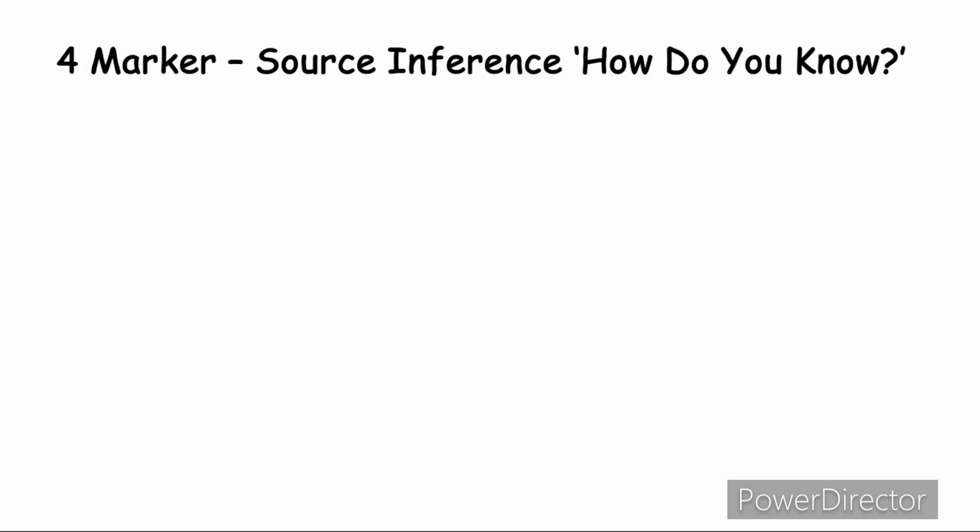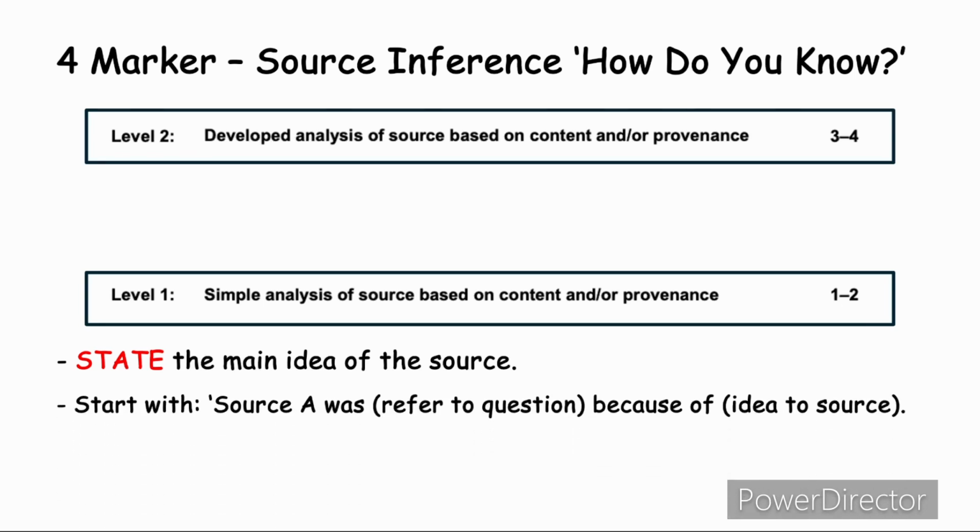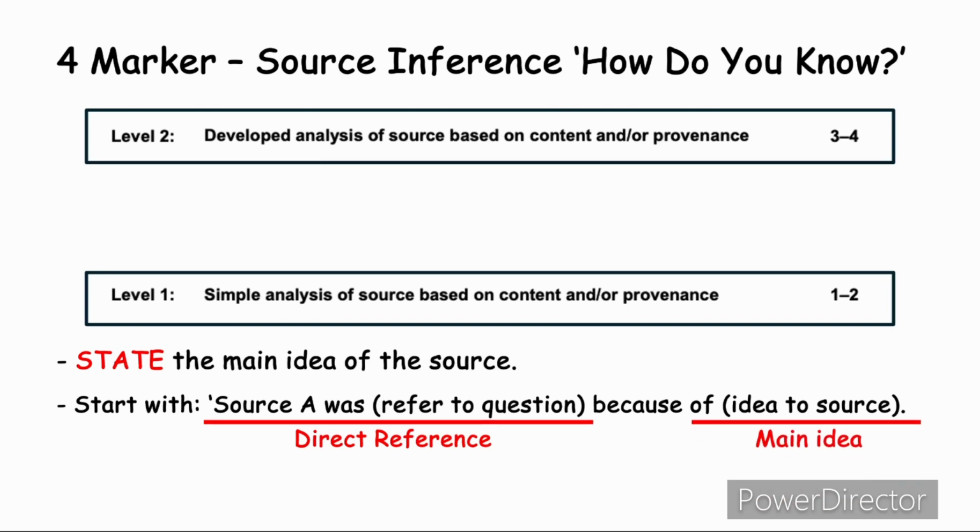The first question of the paper should give you a clearer idea of how this works, a 4 marker of how do you know type questions. The 2 levels are only split up based on if your analysis is developed or simple. By simple, what we have to do is to state what we see in the source. For example, we could just write, Source A was critical of the USSR due to its portrayal of Stalin as controlling and exploiting its satellite countries. In this line, we're directly referring to the question and giving our main point of what is portrayed in the source, which is a simple analysis.